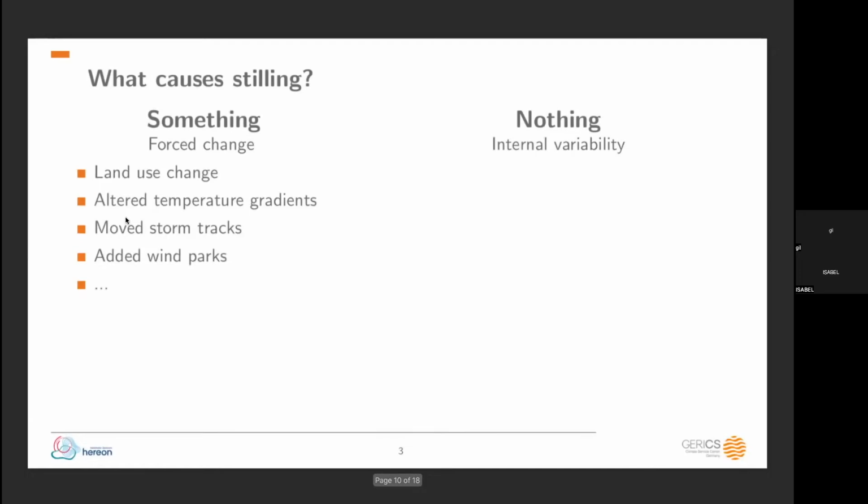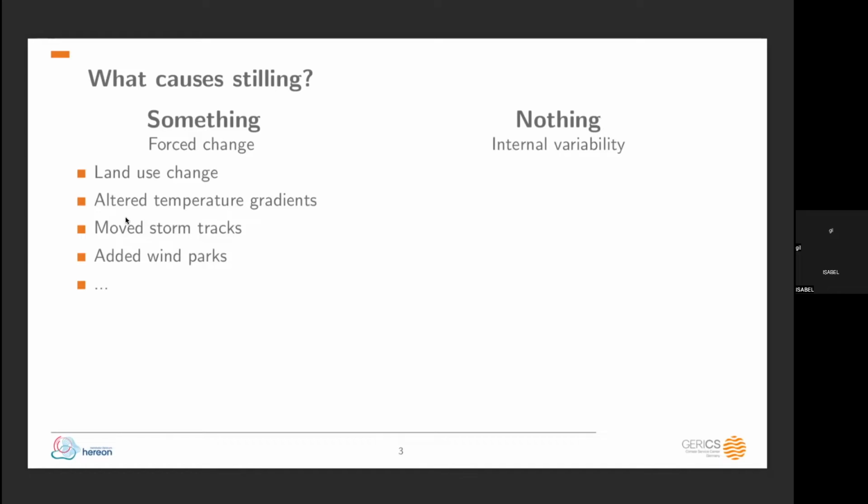So you can come up with a lot of ideas what caused it. Some of them are land use change, even added wind parks themselves, which took away momentum from the circulation. So a lot of different possible explanations. And the other one is internal variability.